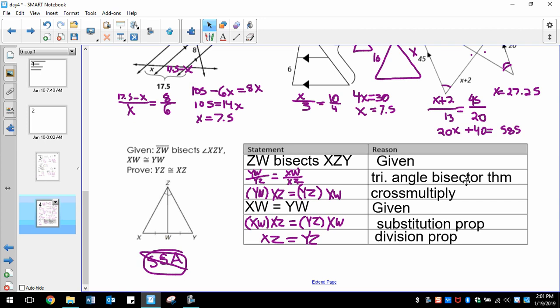Okay, there you go. That's the proof using the triangle angle bisector theorem. So make sure you keep that in your back pocket anytime you see a triangle bisector. It doesn't just split the angles into two equal parts. You can also apply the proportion if it's going to come in handy.